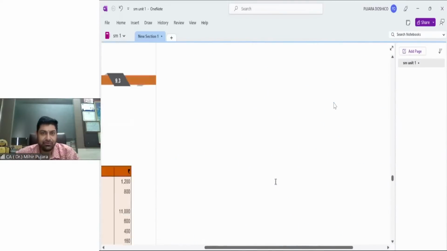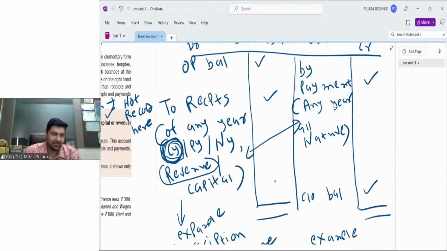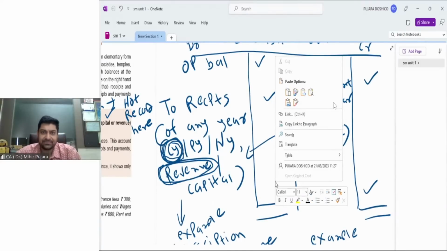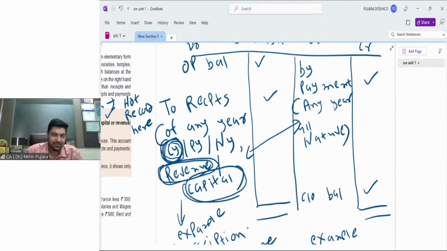So you can understand that from the receipt side, whatever is of current year and whatever is of revenue nature is transferred to INE, and all capital is transferred to the balance sheet.